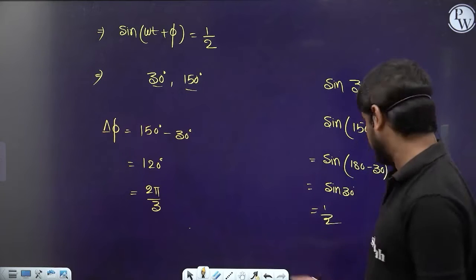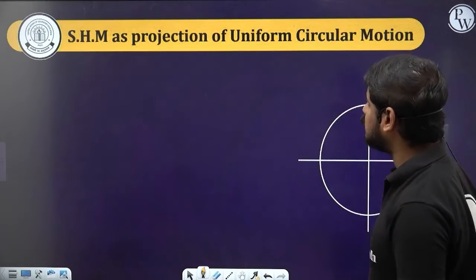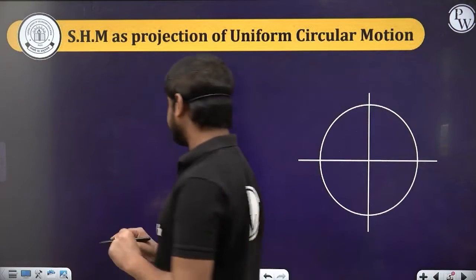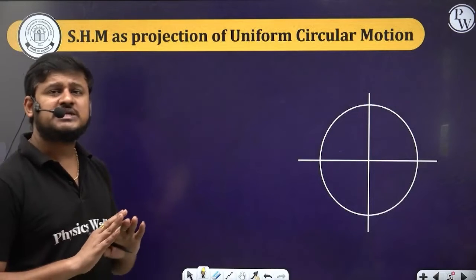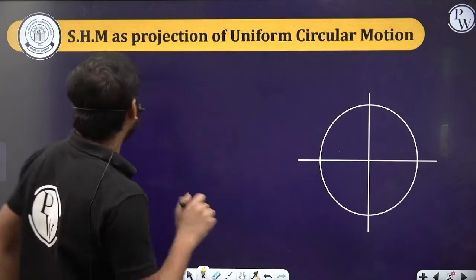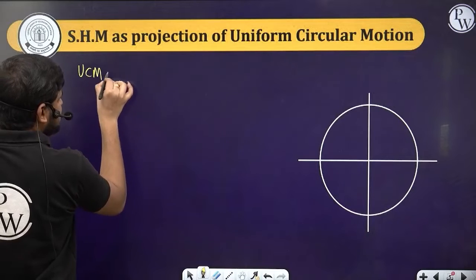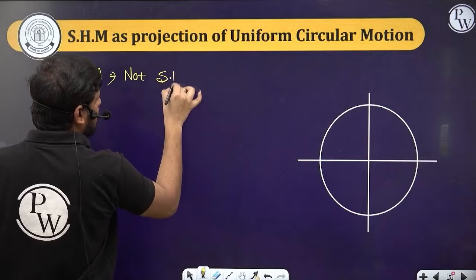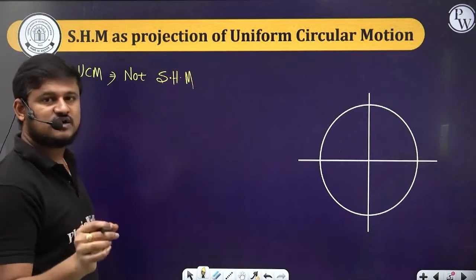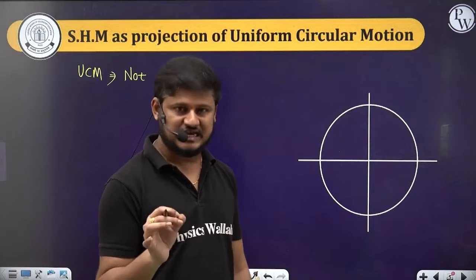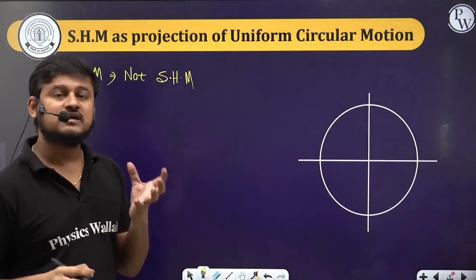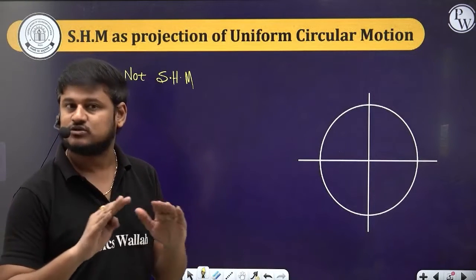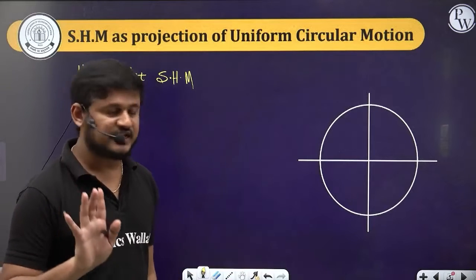Done. Now let's move to the next concept, that is S.H.M. as projection of uniform circular motion. See, the uniform circular motion is not S.H.M. First of all, here UCM, the uniform circular motion, is not S.H.M. It's just a periodic motion. In the first class of simple harmonic motion, we discussed this in detail. Uniform circular motion is a periodic motion, but it's not a harmonic motion and not a simple harmonic motion. That's clear now.